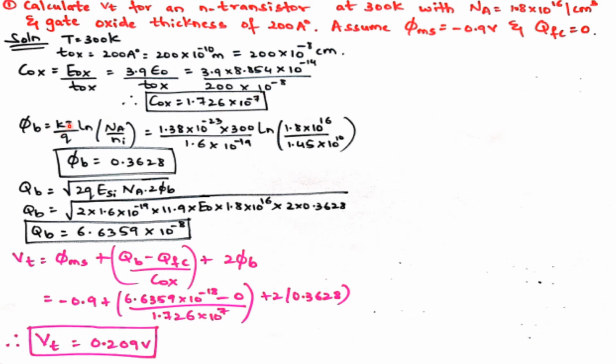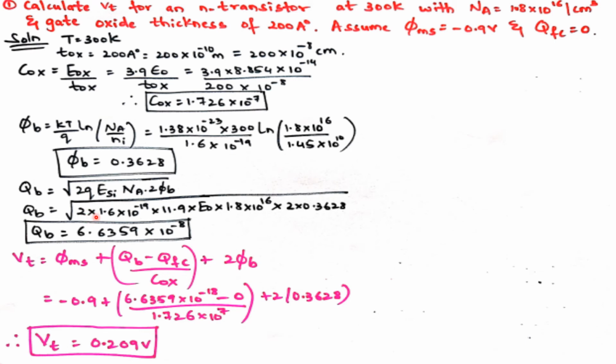phi B is given by KT by Q ln of Na by Ni. So KT by Q will be approximately 26 millivolt. Substituting Na and Ni value, phi b will be 0.36, and formula for Qb is square root of 2q ESI Na into 2 phi b.